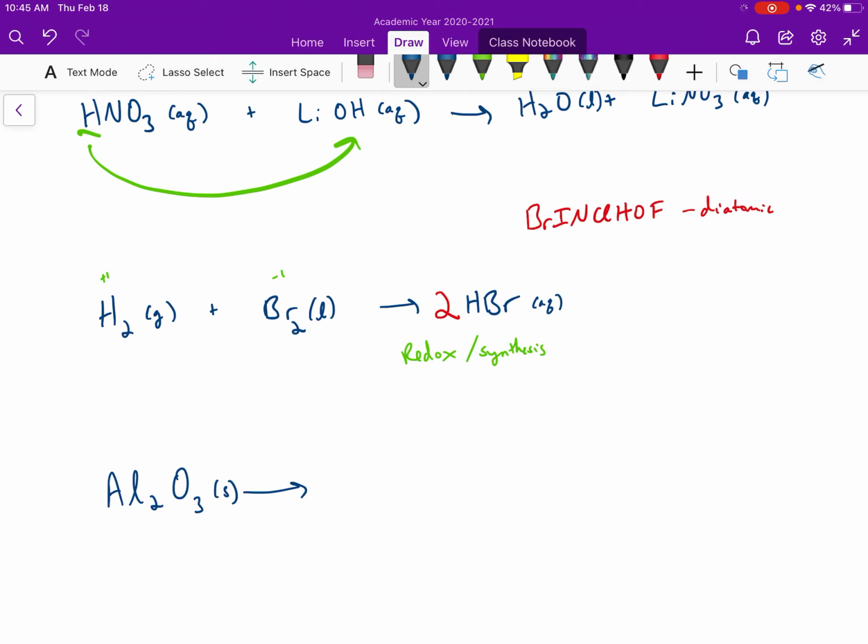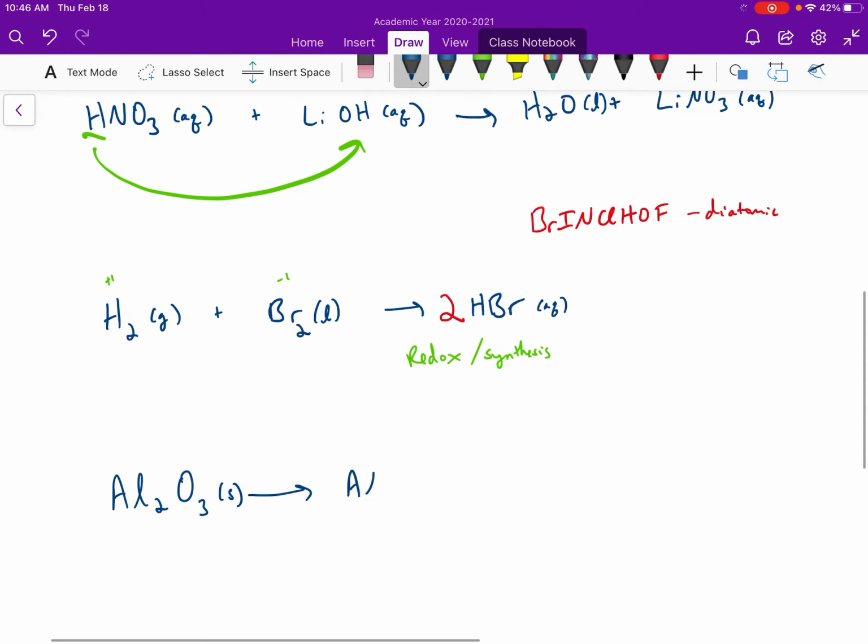Aluminum oxide, solid. What are our possibilities? Can't be precipitation. Can't be acid-base. It's got to be redox. So of the redox, what could we do, right? I think decomposition makes the most sense because we only have one big compound. There's nothing else to react with it. So really the only thing it can do is break into its pieces. So then the question is, what are those pieces, right? So we have aluminum and we have oxygen.